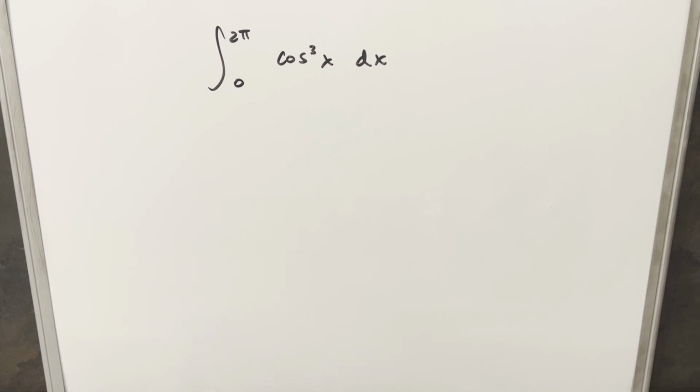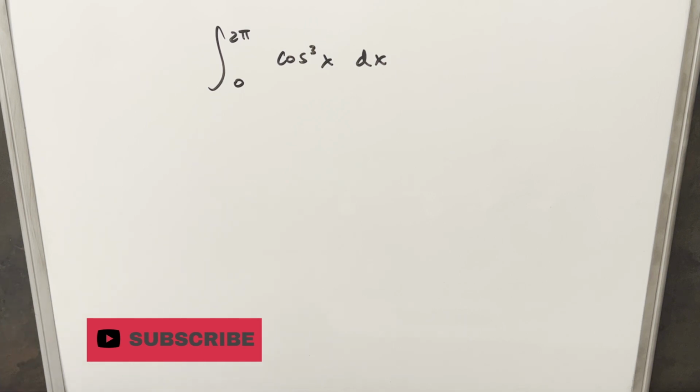Okay, we have here another interesting integral on the board. We've got the integral from 0 to 2 pi of cosine cubed x dx. And what I actually wanted to do on this was an alternative method. I don't necessarily think this is a good way to do it or a fast way. I just wanted to explore the alternative method.